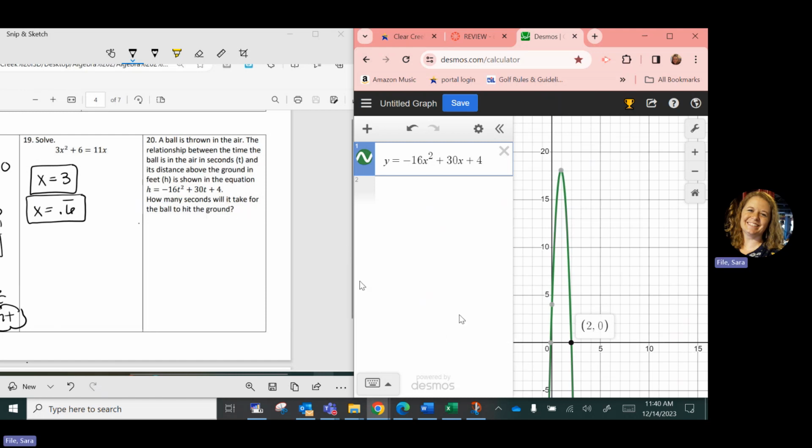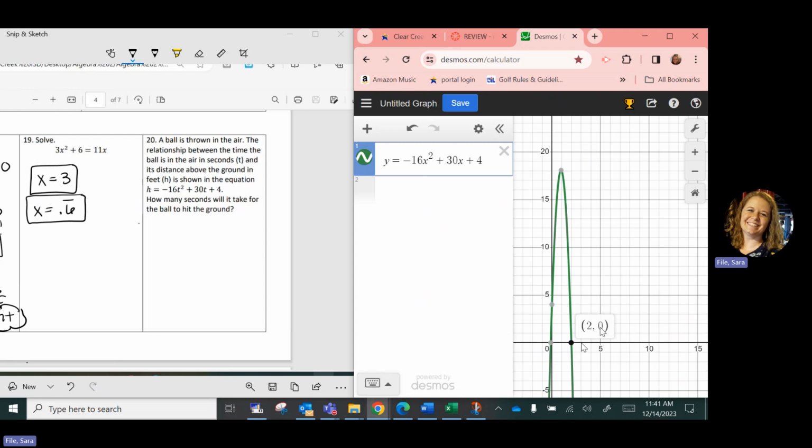You have to understand that the x-axis was the time. They told us that there, okay? The time in seconds, that was our x. T was time, and that's what we did x. So it took 2 seconds before it got to the ground, because the y was the height. So if the height is 0, you're on the x-axis. When the ball hits the ground, that's 2 seconds. Do you feel okay about that one?